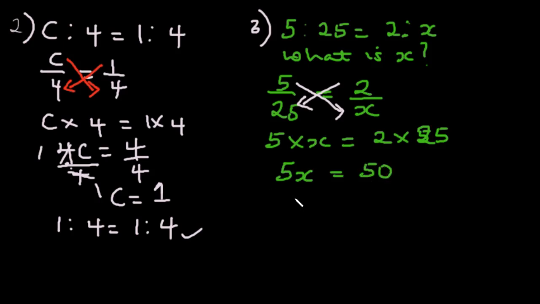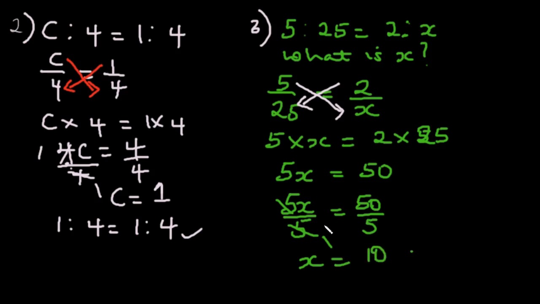So this is 5x equals 50. Divide by the coefficient of the unknown, which in this case is 5. So we have 5x over 5 equals 50 over 5. 5 cancels 5. So our x will be 50 divided by 5, which is equal to 10. If you substitute that into what you are given, you have 5 ratio 25 equals 2 ratio 10.